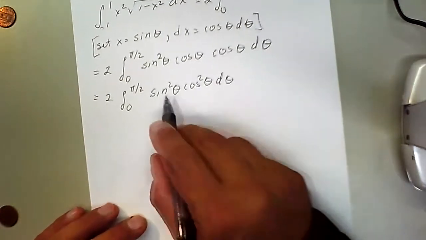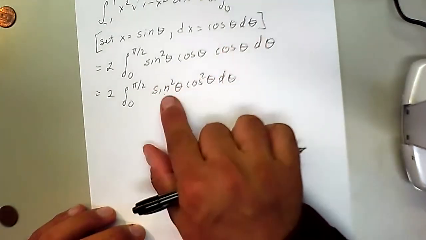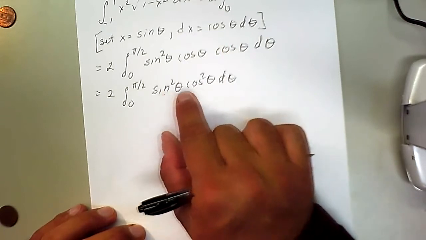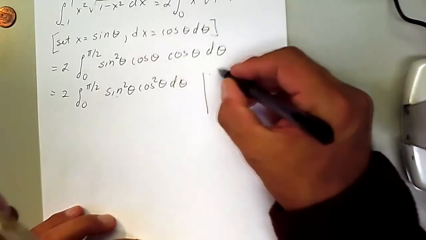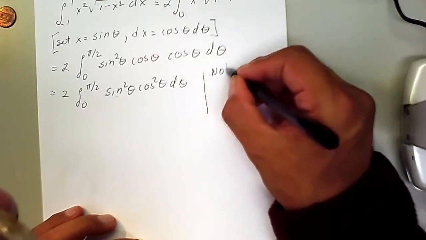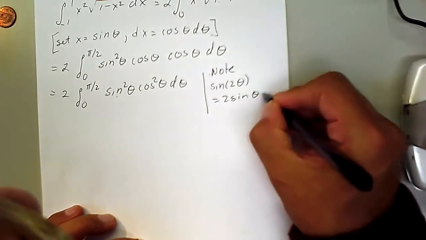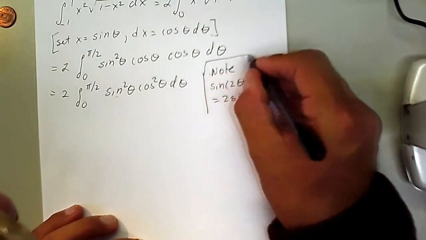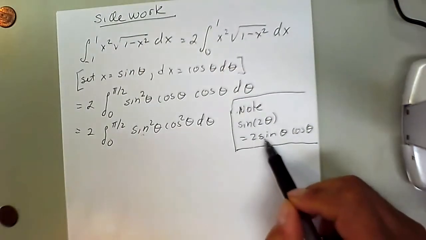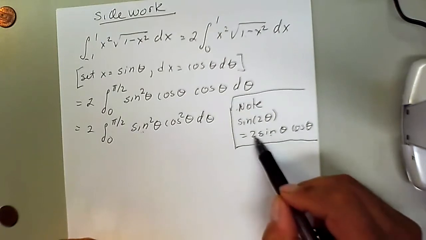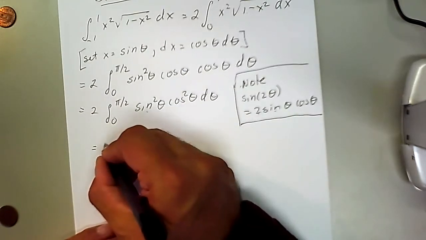So sine times cosine is almost sine of 2 theta. Sine of theta times cosine of theta alone is almost sine of 2 theta. We have to divide by 2. So note that sine of 2 theta is equal to 2 times sine of theta cosine theta. So this is just a side note of the side work. If you have sine and cosine, you can divide by 2 both sides of this equation, and you end up with sine of 2 theta over 2.